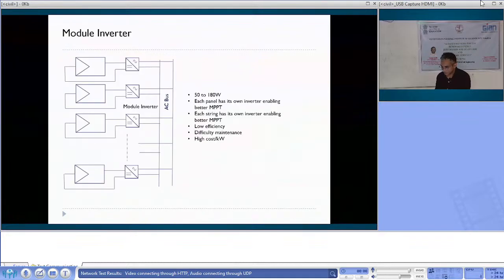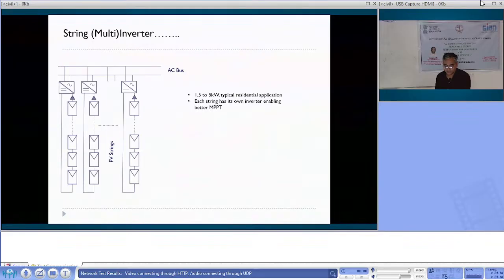String inverter, multi-string. How does that work for a utility scale power plant? You have a 750 megawatt ground mounted plant. In that case, can we have the option of having one string inverter for two strings? That is also possible, sir. Otherwise, the number of string inverters will be such that permutations and combinations may be there.